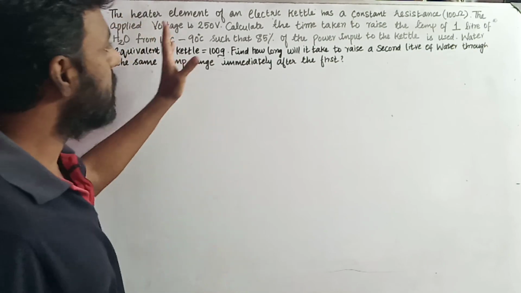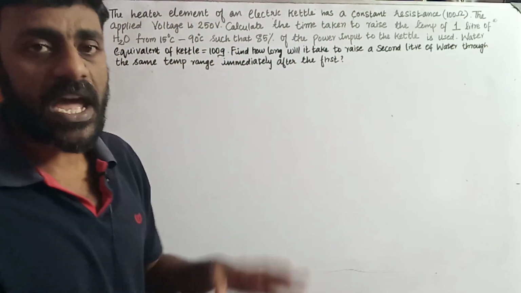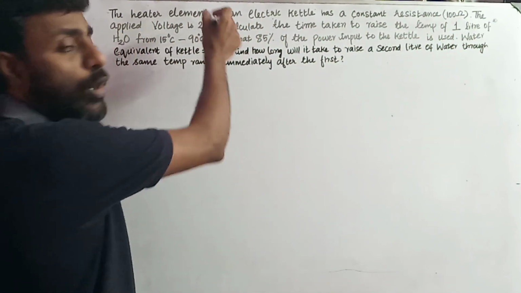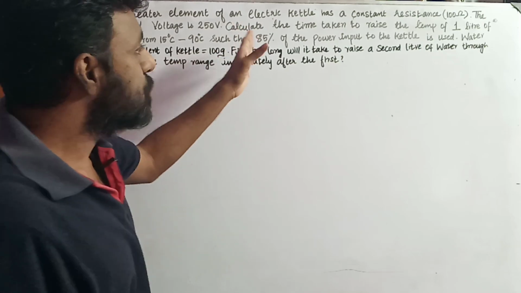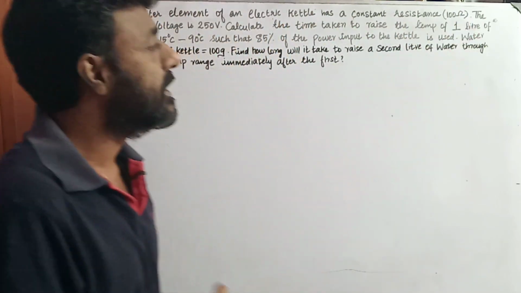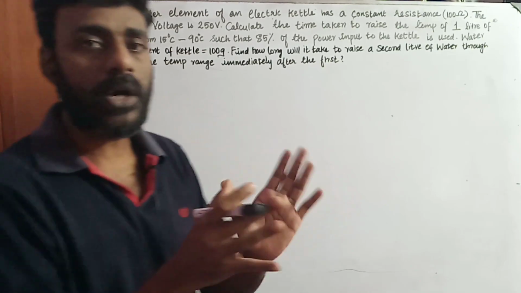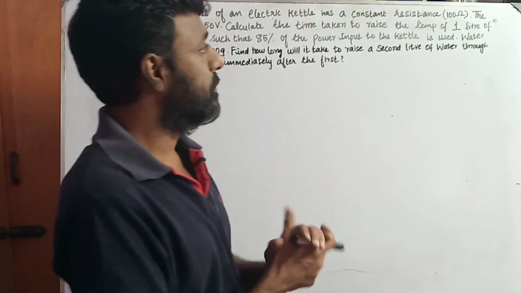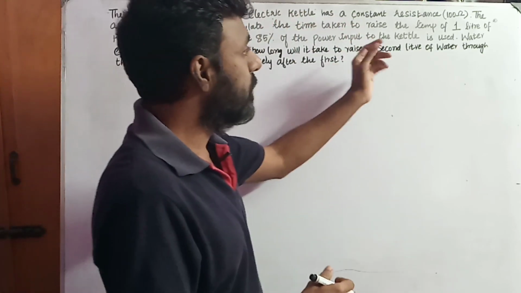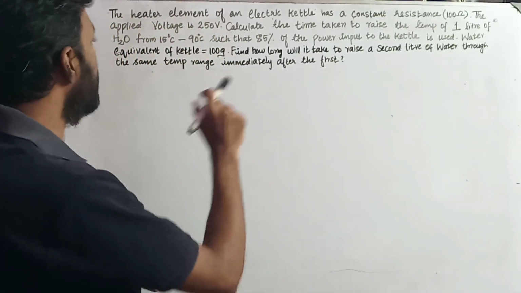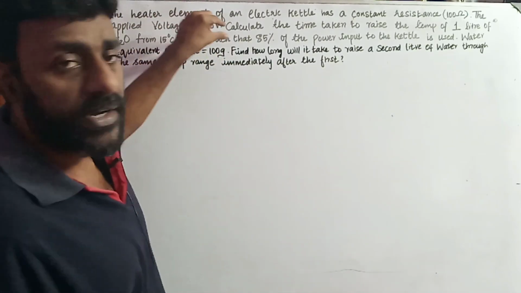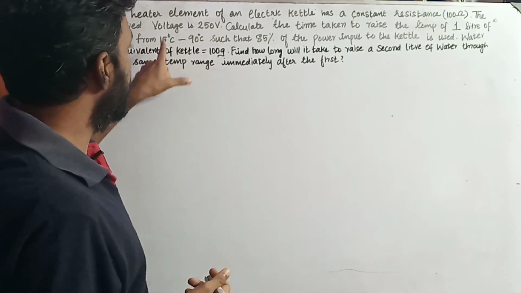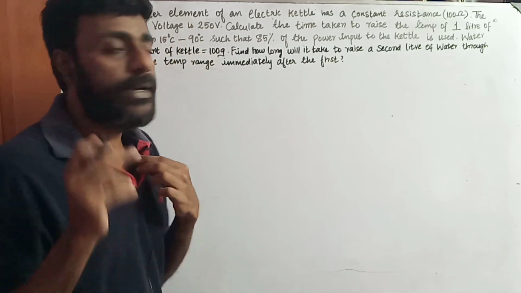They are telling about an electric kettle which has a resistance of 100 ohms, and that kettle is operating at a voltage of 250 volts. They are asking us to find the time taken to raise the temperature of 1 liter of water, for the rise in temperature from 15 degrees Celsius to 90 degrees Celsius. They have given the initial temperature and the final temperature, so theta 1 is 15 degrees Celsius and theta 2 is 90 degrees Celsius.